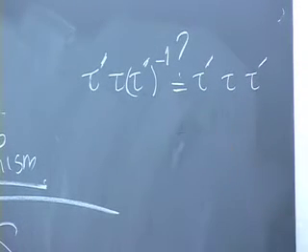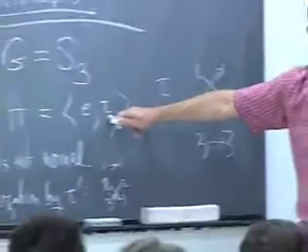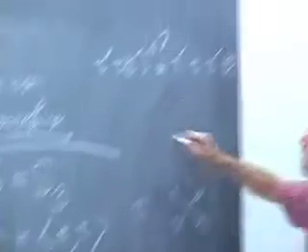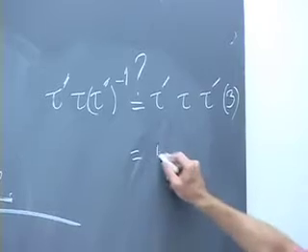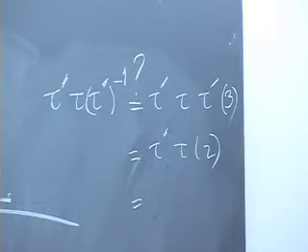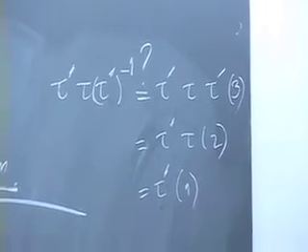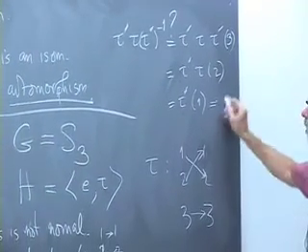Well, let's see. If it's this element, we'll be able to tell by just evaluating it on 3, because this is the unique element in the group other than the identity that fixes 3. So let's see if it's tau or not. We'll apply it to the element 3. Tau prime of 3 is 2. So this is tau prime of tau of 2. Tau of 2 is 1. So this is tau prime of 1. And tau prime of 1 is equal to 1.